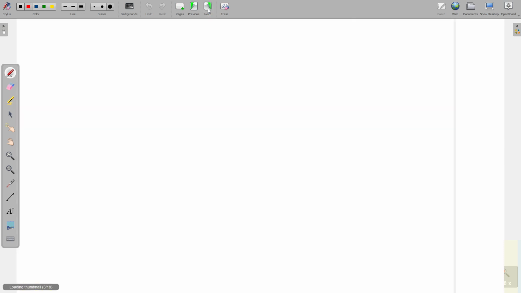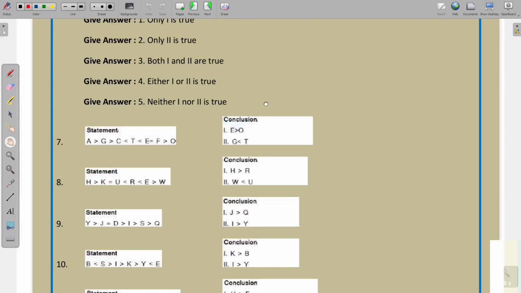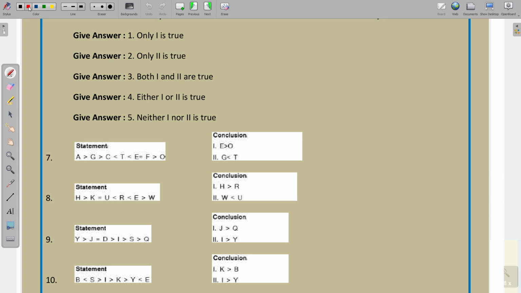Next, inequalities. See the first one, question number 7. E greater than O. So E here and O here, so here greater than follows. So the first one is correct. G less than T. G here and T here, both signs are different. One is less than, one is greater than. The second one is not correct. Only one is true. Next, H greater than R. H here and R here, and the 2 signs are opposite. One is greater than, one is less than. This one is not correct.